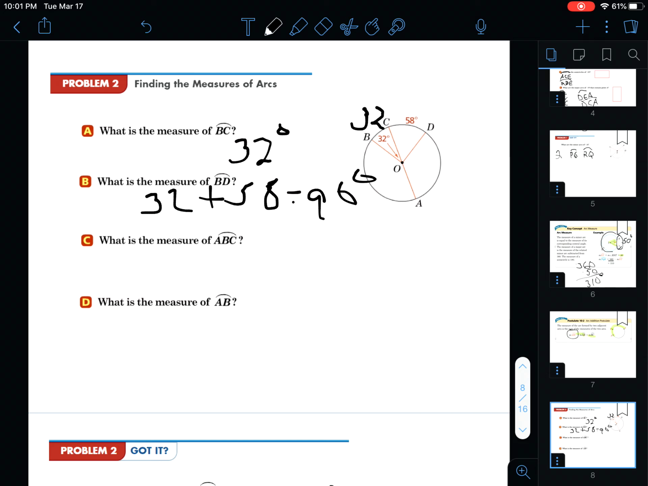Measure of arc ABC. Now that's this one all the way around here. So that's a semicircle, and the measure of a semicircle is 180 degrees.